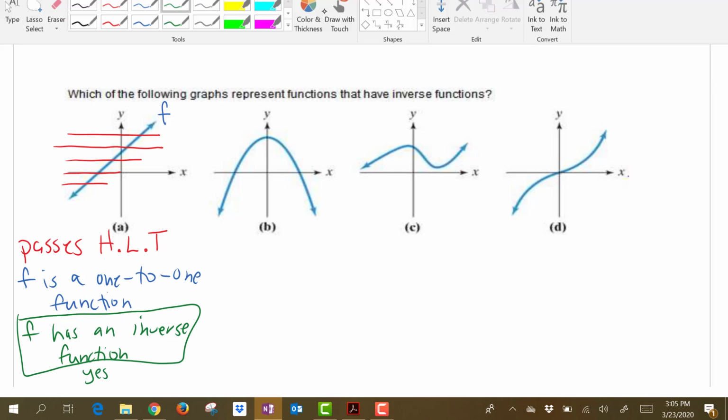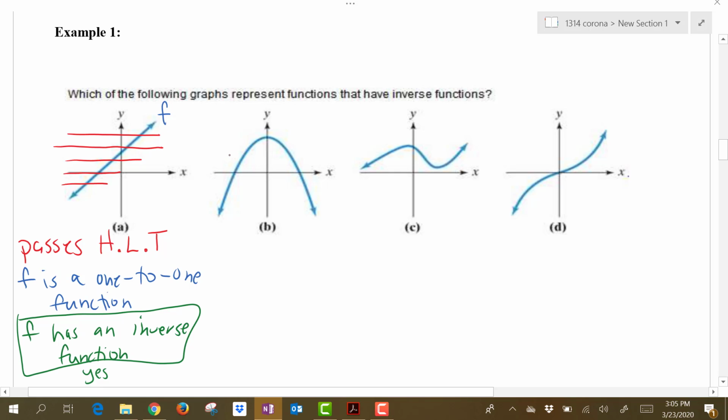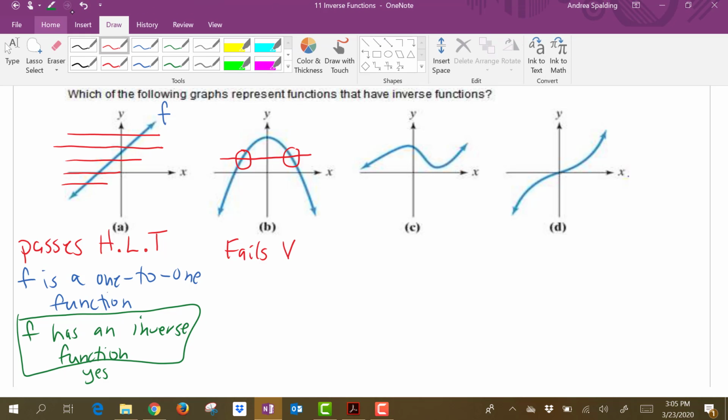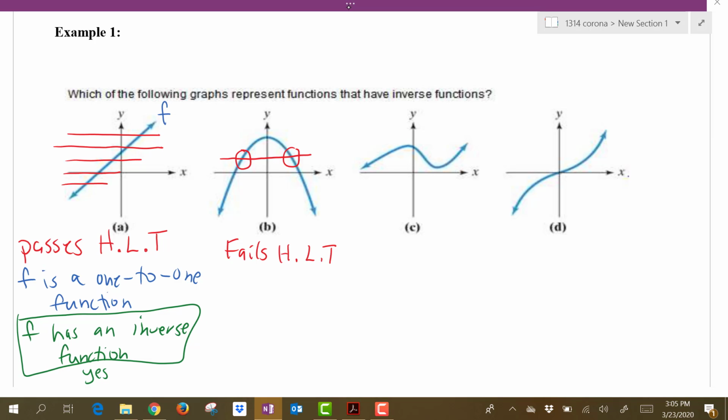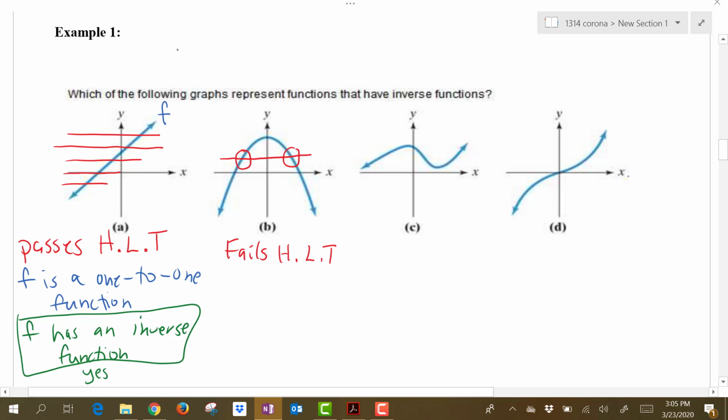Okay, but let's look at graph B. When we look at graph B, the first horizontal line that I could possibly imagine drawing intersects the graph at more than one point. It intersects the graph at two places. So in this case, I would say that this graph fails the horizontal line test. I'm going to abbreviate horizontal line test as HLT. So we draw a horizontal line, it touches the graph at more than one point, so it fails the horizontal line test.